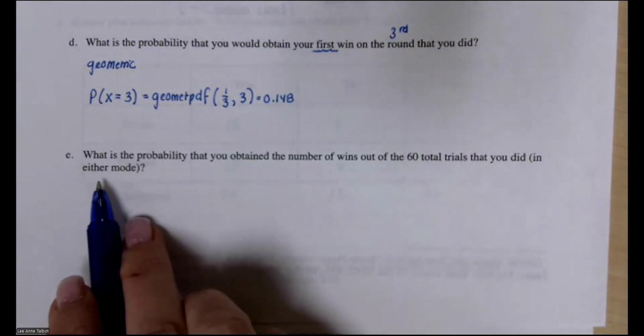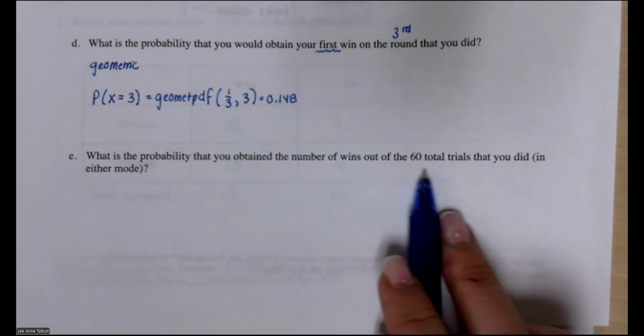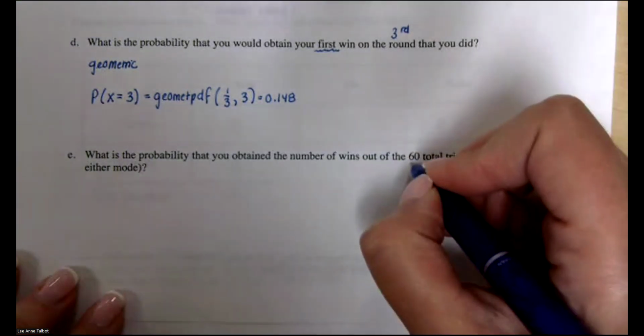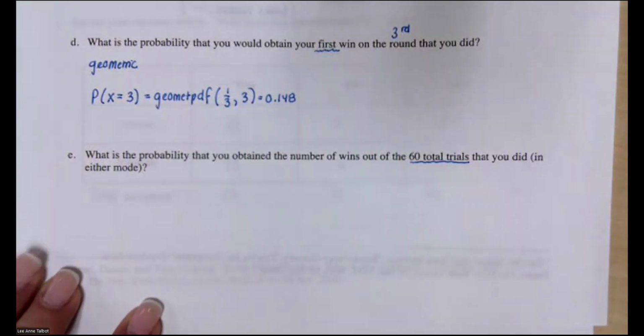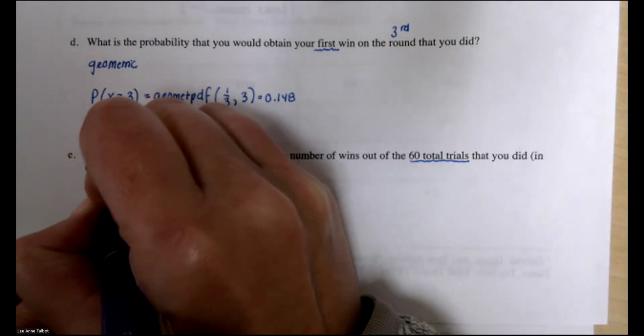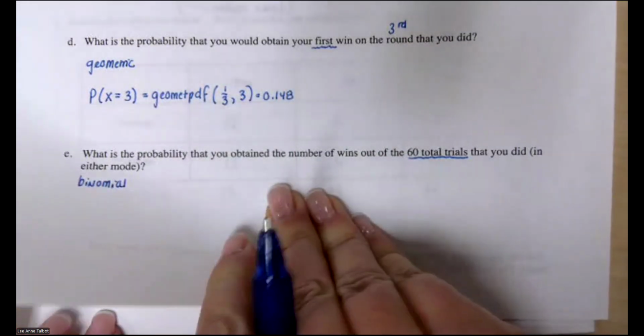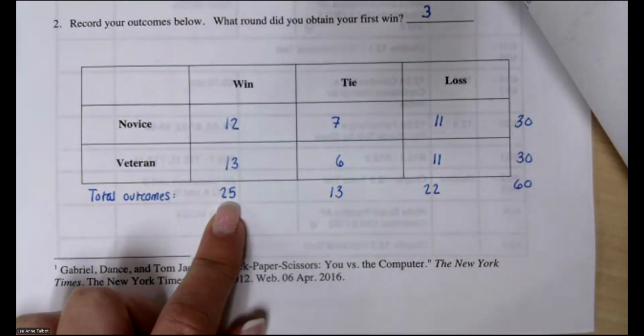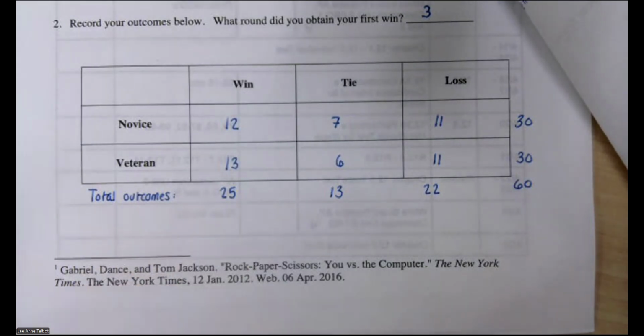Okay, last question for this page. What's the probability that you obtained the number of wins out of 60 total trials that you did in either mode? Okay, so 60 total trials. Binomial or geometric? Binomial. And take a look and see how many wins you had. I had 20, it's this number right here. How many total wins you had? I had 25.